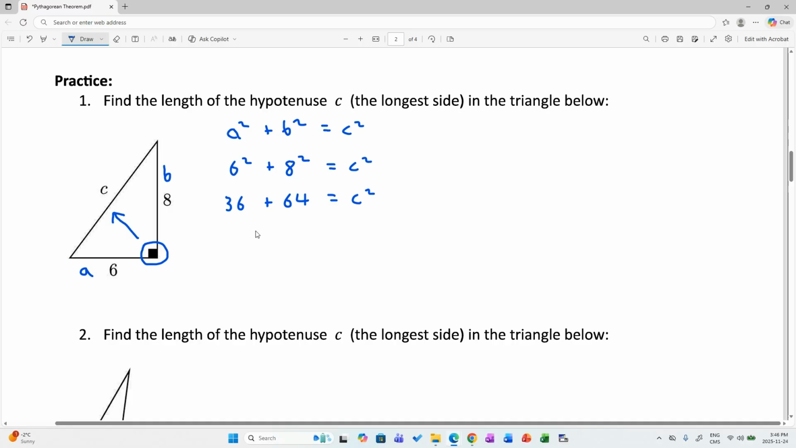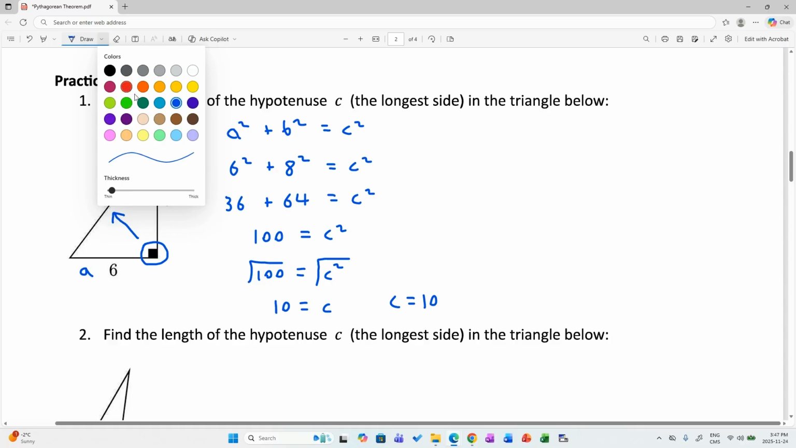36 plus 64 is going to be 100. So I have 100 equals C squared. Now, if I want to find C, not C squared, I simply take the square root of C squared. That just gets me C. But what I do to one side, I must do to the other side. So I have to take the square root of 100 as well. In this case, C squared, square rooted, is just going to be C, and then the square root of 100 is going to be 10. So I can say that C equals 10.